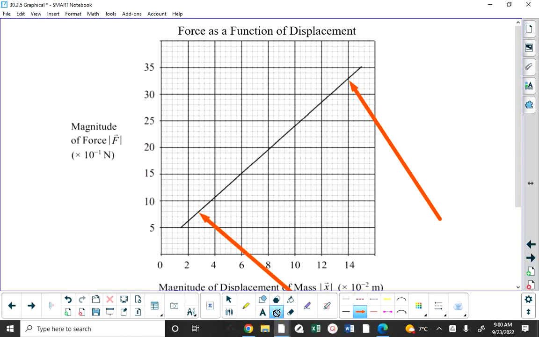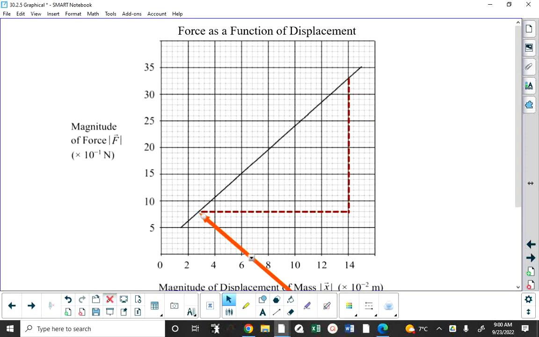So I just use a dotted line. It doesn't have to be a dotted line. My dotted line is quite thick, but that's only because I want you to be able to see it. These red arrows here are just so that you could see what points I was referring to. And now I'm going to read the rise.